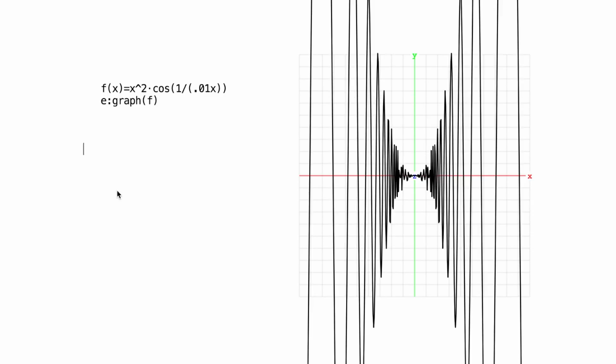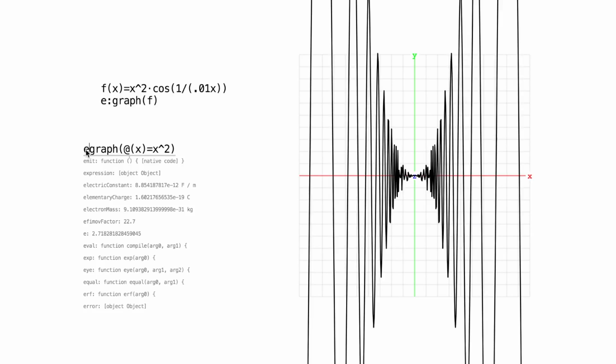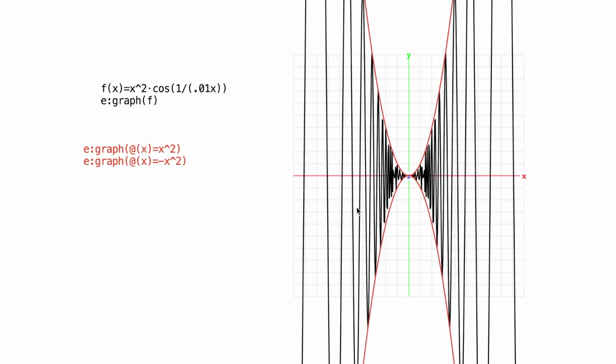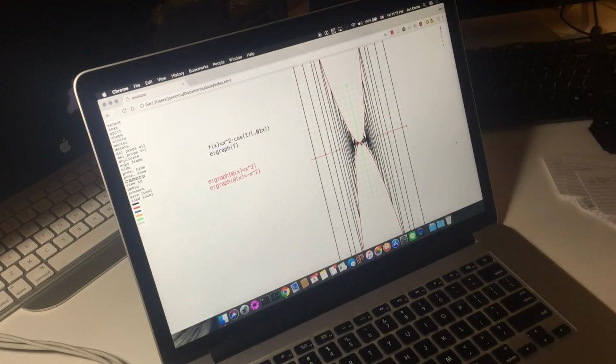Basically, it's being squeezed by positive x squared and negative x squared. And I'll make those red. And so you see our function, the black function, is being squeezed between these two red functions. And so we can say that as x goes to 0, our function also goes to 0. So the squeeze theorem is pretty cool.